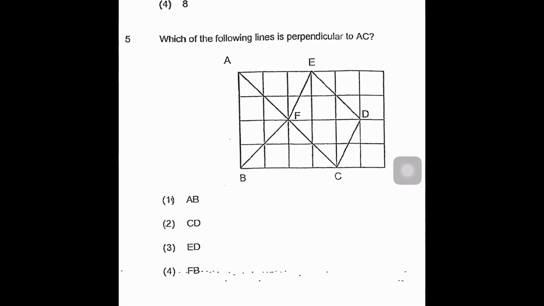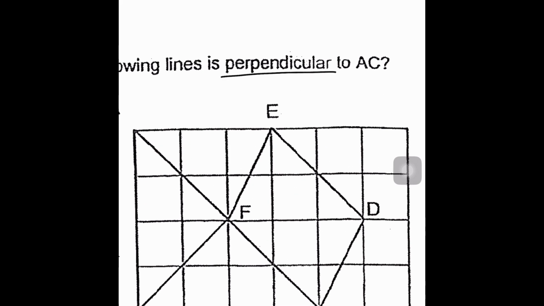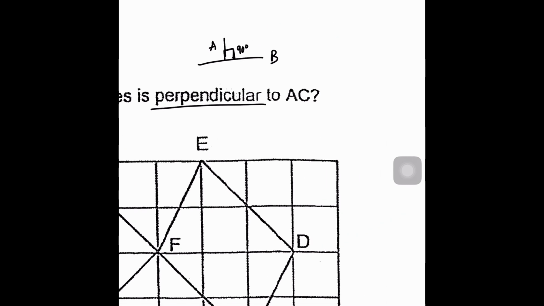So which of the following lines is perpendicular to AC? So firstly, what is perpendicular? Perpendicular is when a line is 90 degrees to another line. So this line A, line B is 90 degrees. This is 90 degrees. Parallel will be when the lines are along each other, parallel to each other, beside each other. So let's look at line AC.